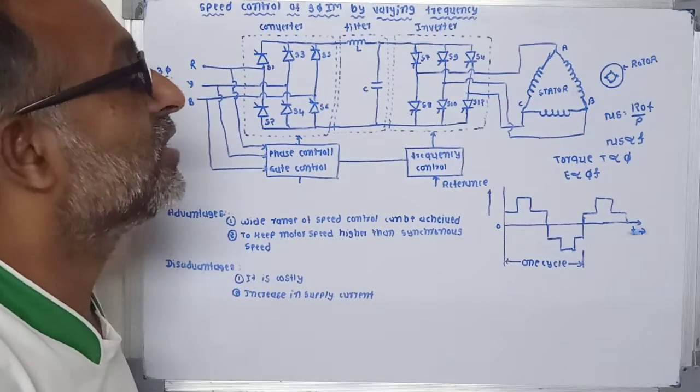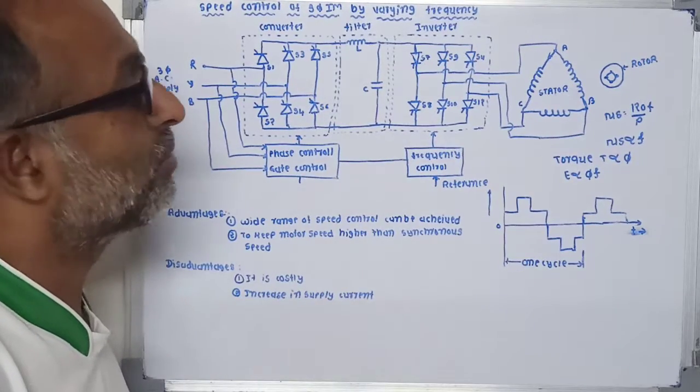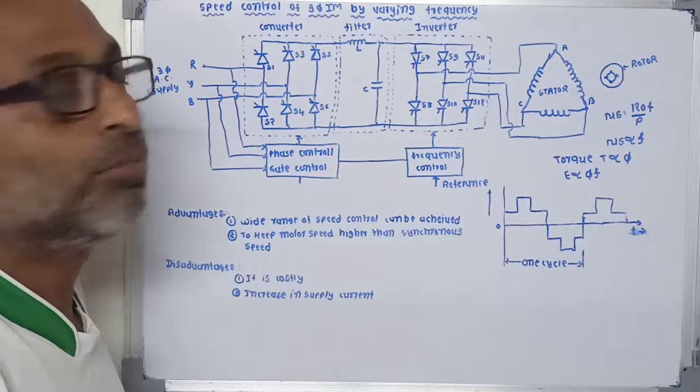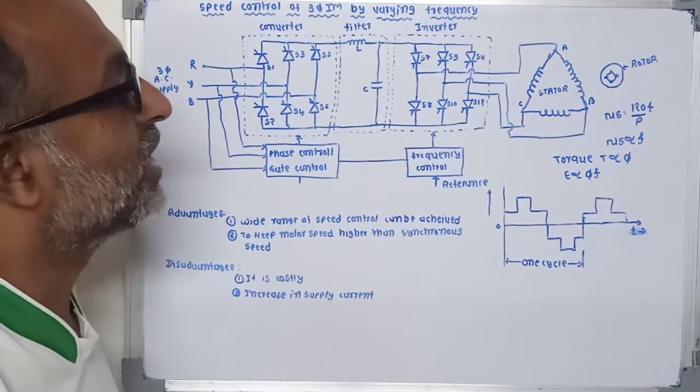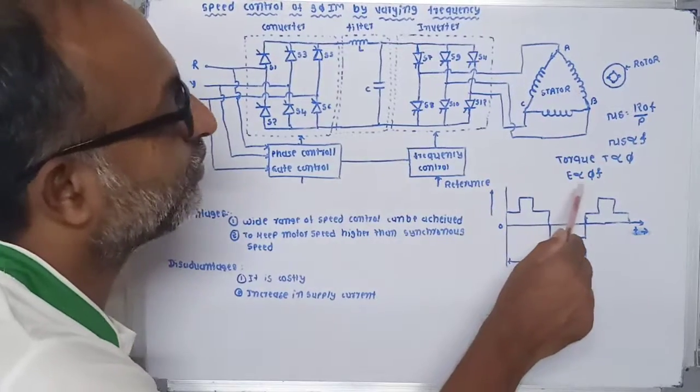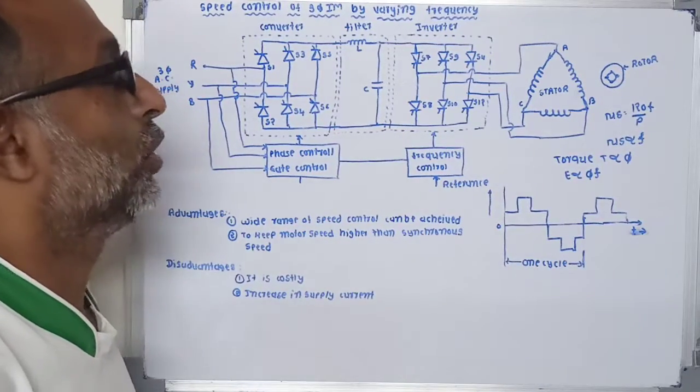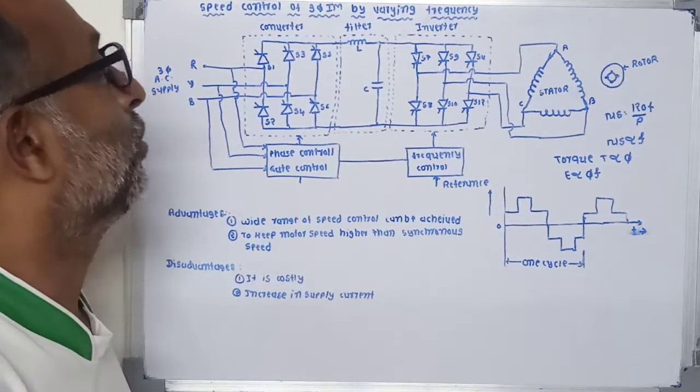So if we change the supply frequency, the output voltage of the inverter is also changed, which keeps the E by F ratio constant. So it is the most important thing.